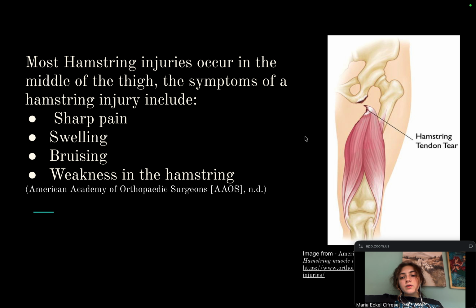And the symptoms of a hamstring strain, according to the AAOS: if you're running and you happen to get it, you're going to experience a sudden sharp pain, and that'll cause you to stop suddenly and either hop on your good leg or fall to the ground. And then later you may also experience swelling and bruising on the back of your leg below your knee, and you may experience weakness in your hamstring, which can last for weeks.